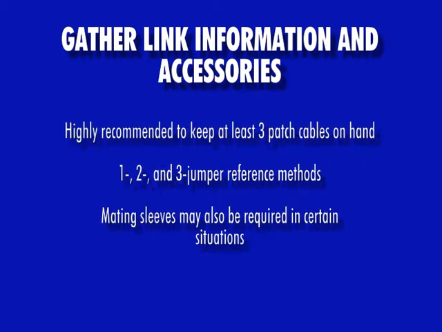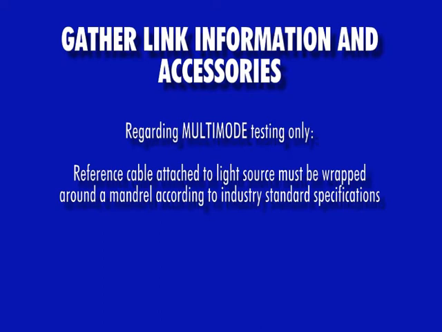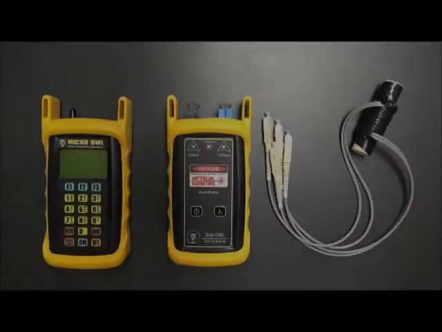For accessories, it is highly recommended to keep at least 3 patch cables on hand, since there are 3 reference methods: 1 jumper, 2 jumper, and 3 jumper. Mating sleeves may also be required for some link configurations. Refer to OWL's video on reference methods for more information. Finally, if testing multimode fiber, the launch cable attached to the light source will also need to be wrapped around a mandrel according to cabling standard specifications. Refer to OWL's video on mandrels for more information.